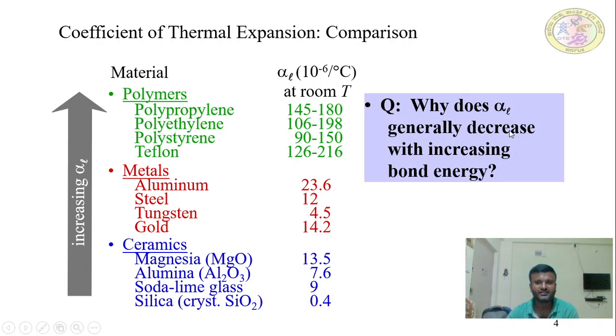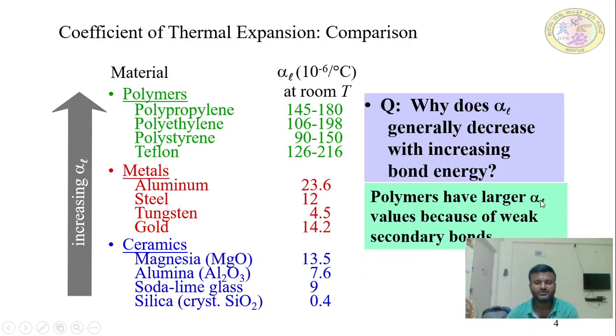Why does alpha L generally decrease with increase in bond energy? Polymers have larger alpha values because of weak secondary bonds. Primary bonds are strong, but the secondary bonds are weaker.